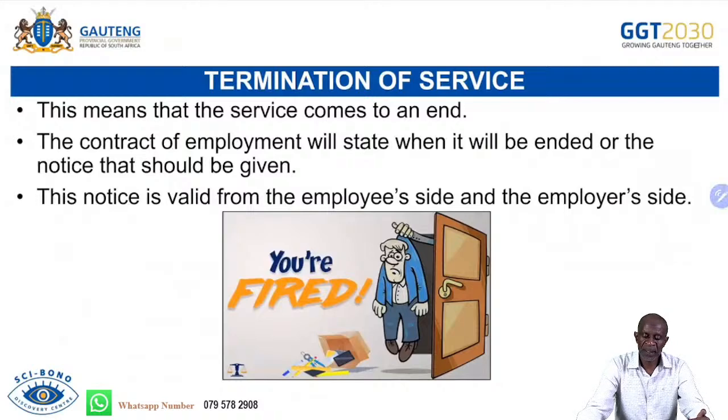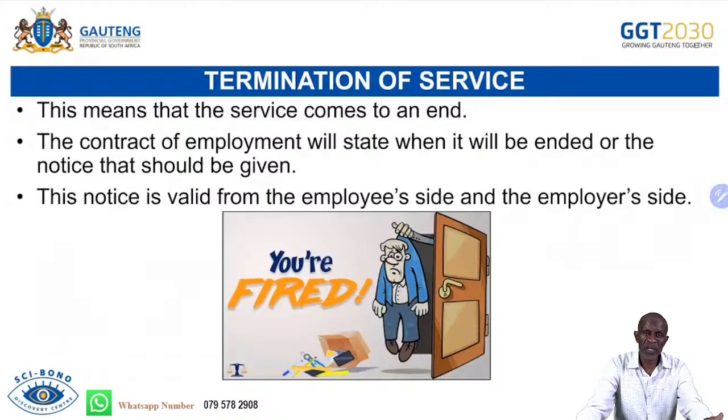As we move further, we are also going to look into the termination of service. This means that the services come to an end. So what you have to offer to the company comes to an end. You are no longer working. Your service has been stopped. The contract of employment will state when it will be ended or the notice that should be given. So all these aspects are elucidated in the contract of employment.